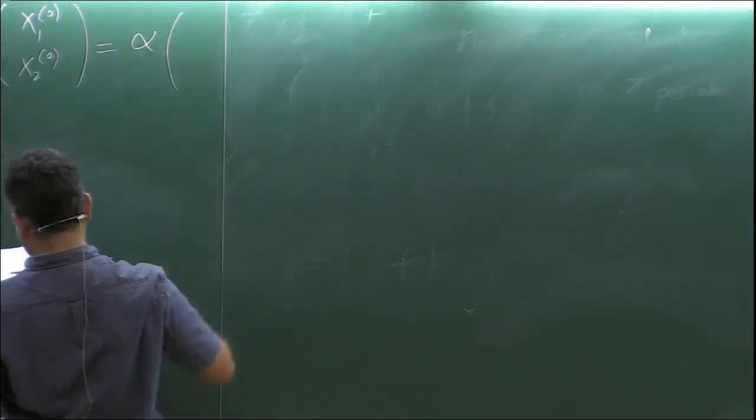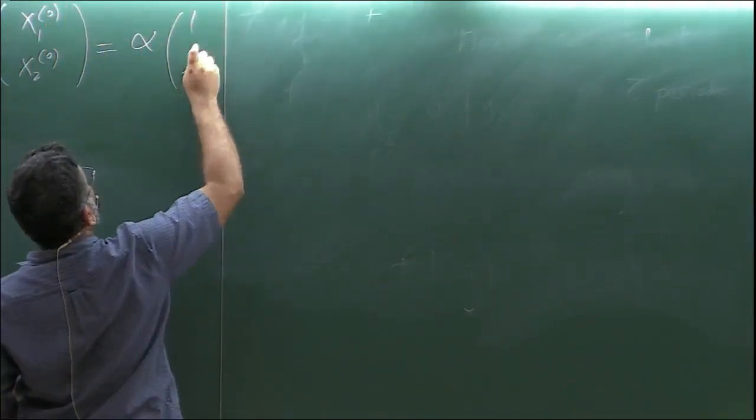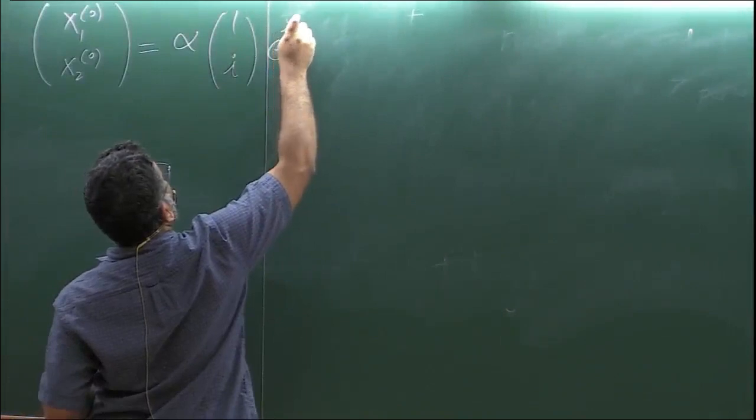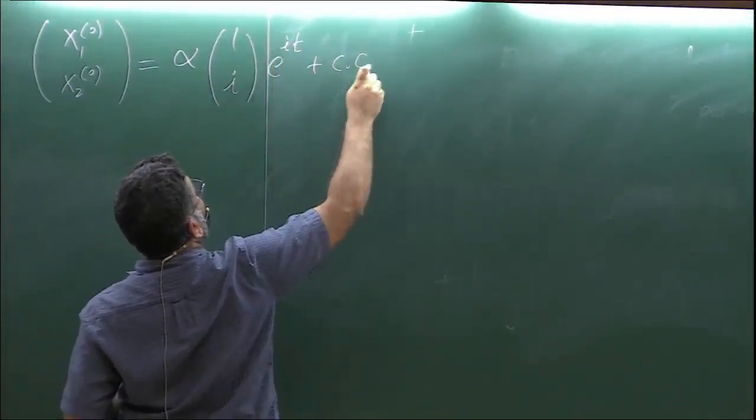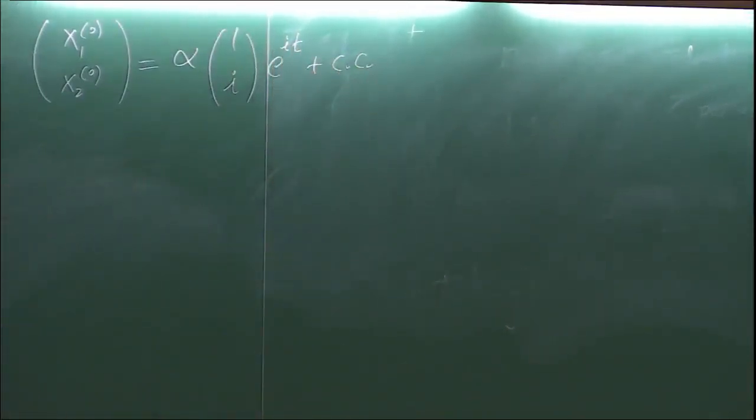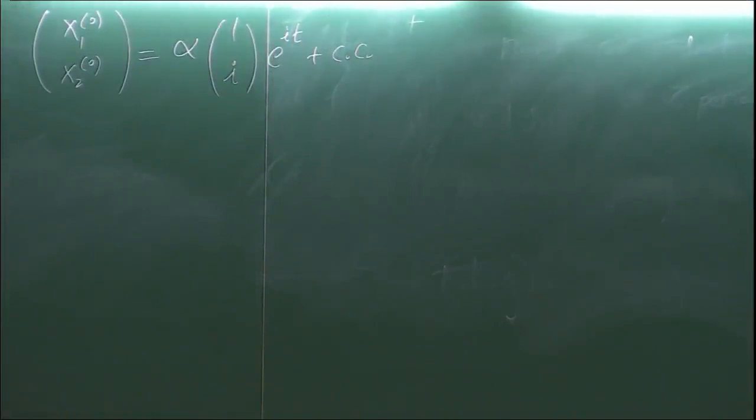So I have a perturbation series. These are my two equations. I can immediately write down x1,0, x2,0. I will take it to be alpha (1, i) e^{it} plus complex conjugate. As the point made earlier, the null space is two-dimensional. I'm picking a particular element of the null space. Okay?